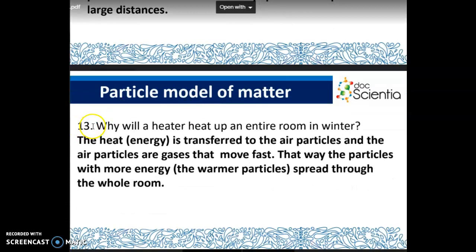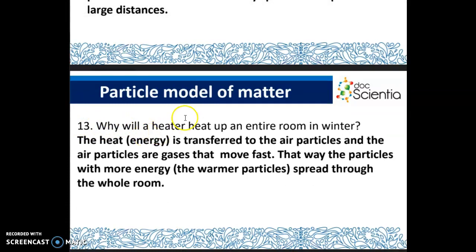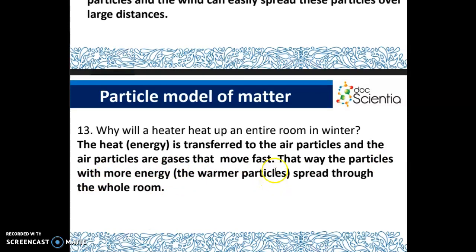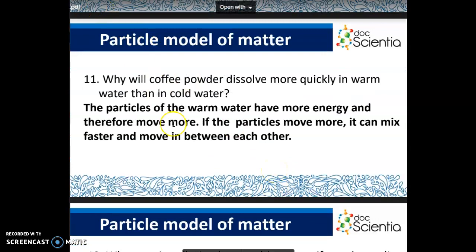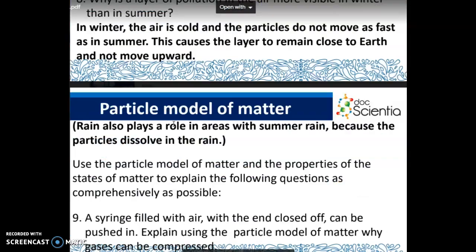Number 13, this is the last one. Why will a heater heat up an entire room in winter? How does that work? So the heat or the energy is transferred to the air particles, and the air particles are gases that move fast. That way, the particles with more energy, the warmer particles, spread through the whole room. And that is it for this.